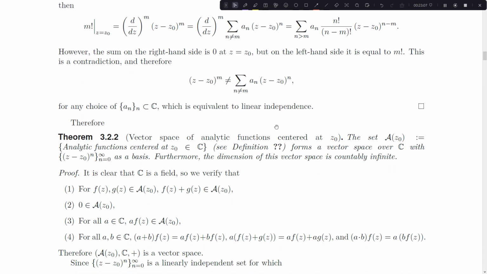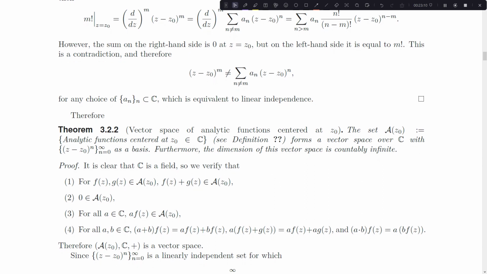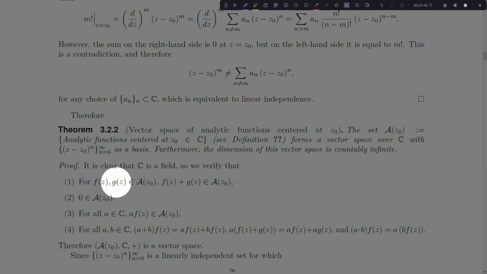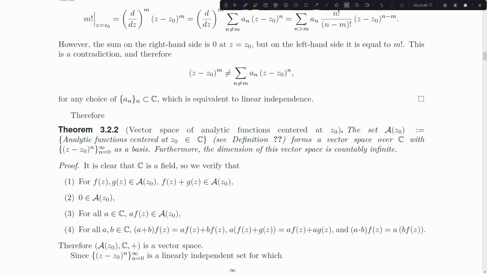Okay, so now I have my vector space of analytic functions. So I'm showing that my vector space axioms are in fact satisfied. Here's number 1. If I take f and g in my space of analytic functions, I can add them together and I still have an element of the analytic functions. 0 is definitely in the space of analytic functions. For all scalars in C, I can multiply an analytic function and still have one. Moreover, if I take two elements of C and add them together, then it distributes properly, and distributes in the other direction properly. And also, I have associativity when it comes to scalar multiplication. That's all I needed for a vector space.